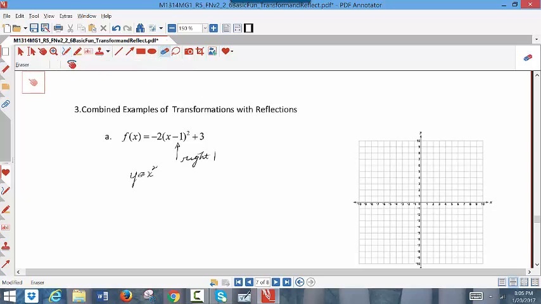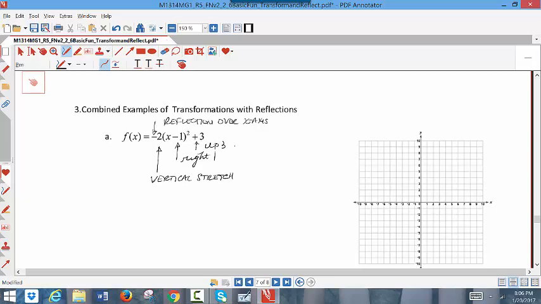Then the 2 in the front, this 2, a number bigger than 1, is a vertical stretch. Then the negative in front of the 2 is your reflection. That, like I said, that negative in the front will cause a reflection over the x-axis. And the +3 on the end is going to be up 3.